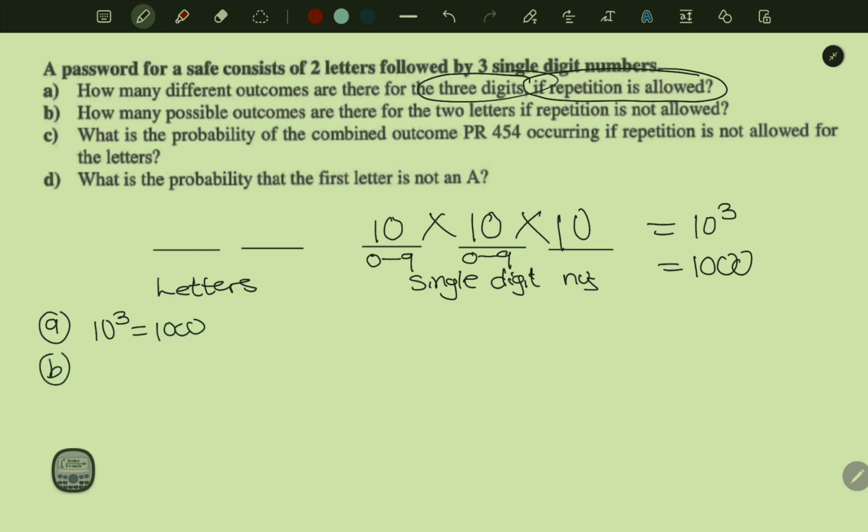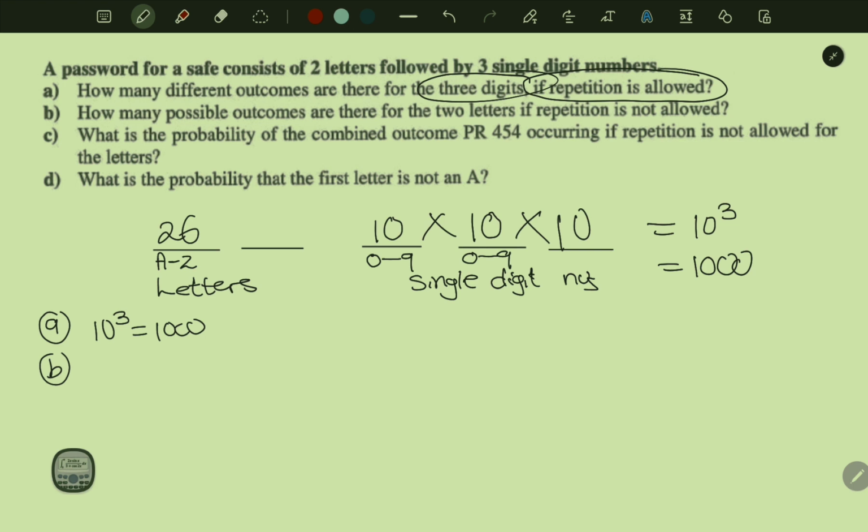Okay, so let's look at the second question, which is question B. How many possible outcomes are there for the 2 letters if repetition is not allowed? We're going to focus on the 2 letters. Repetition is not allowed. So for the first space, I have any option between A to Z. That means I have a total of 26 options for the first space.